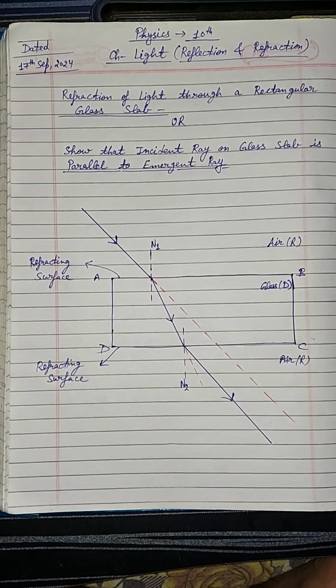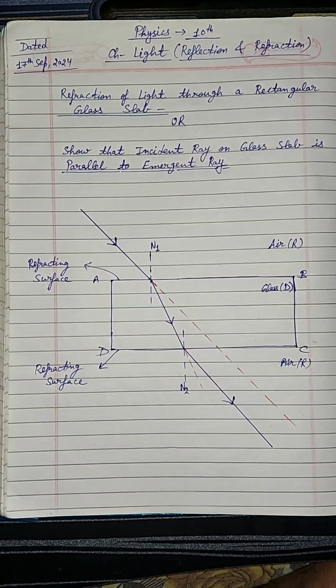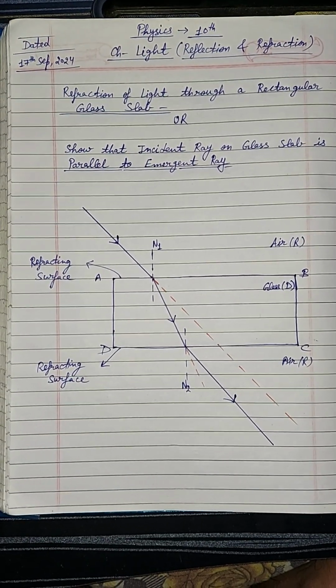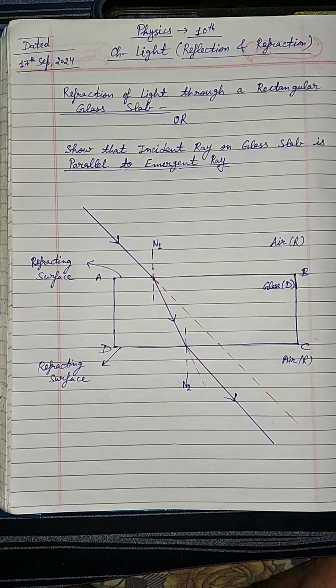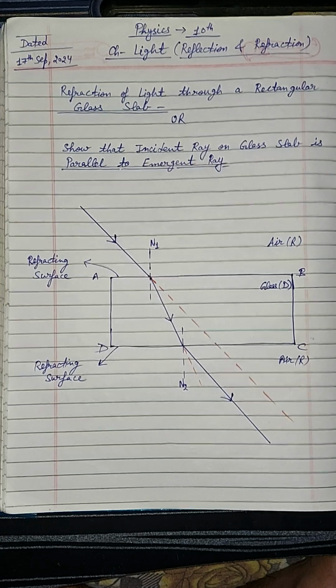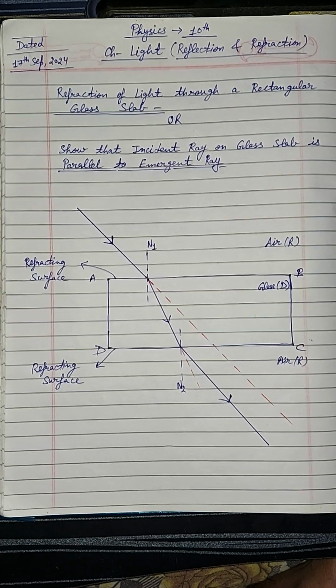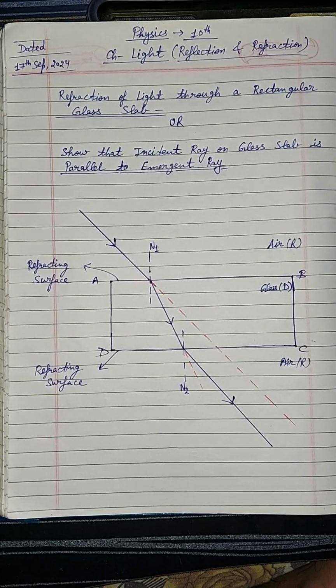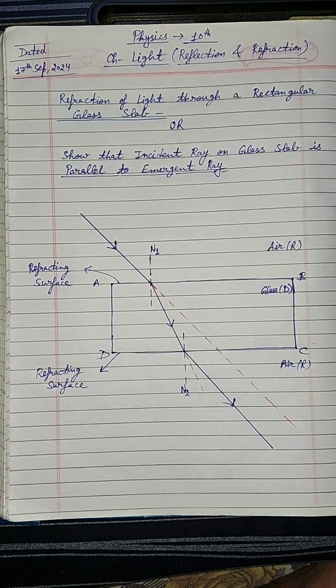Good morning, students. Today we are going to revise one of the important topics which has been regularly asked in the CBSE exams of 10th class, that is refraction of light through a rectangular glass prism of the chapter Light.